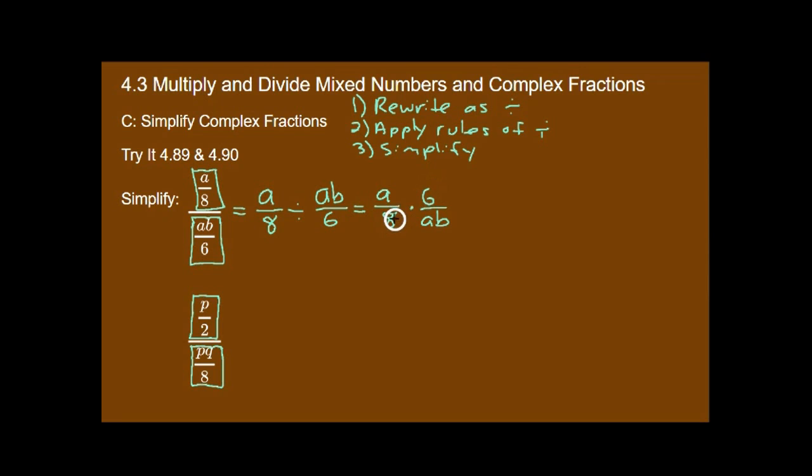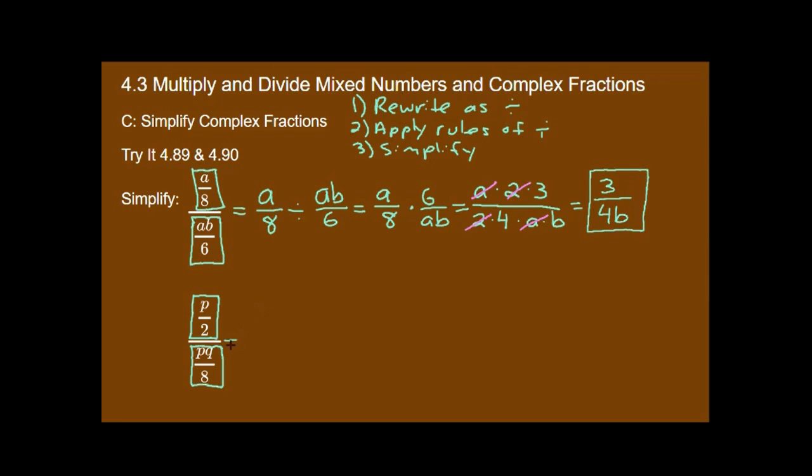The 6 and the 8, I know that both of those are divisible by 2. So I'm going to pull out a 2. A times 2 times 3, right? 6 is 2 times 3, divided by 8 is 2 times 4, and then times A times B. Now I can go through and get rid of things that are in the top and in the bottom. Get rid of the A's and get rid of the 2's. And that leaves me with 3 on the top and 4B on the bottom. This is my solution, 3 over 4B.